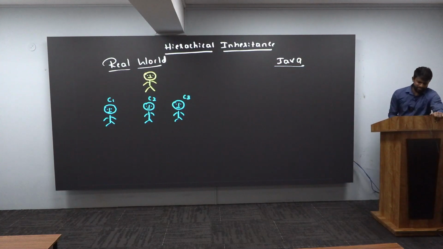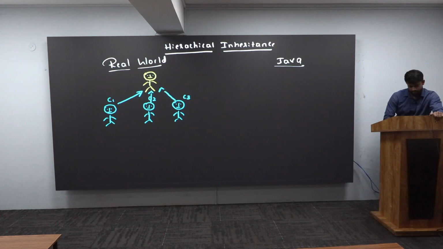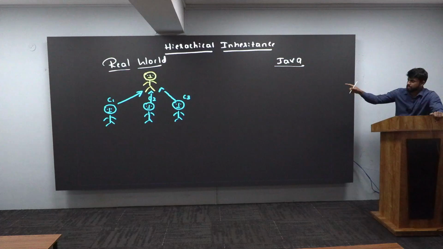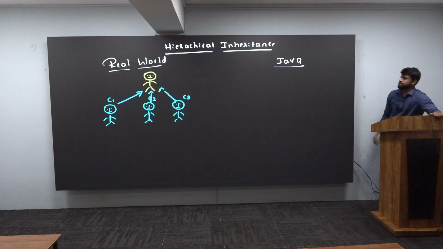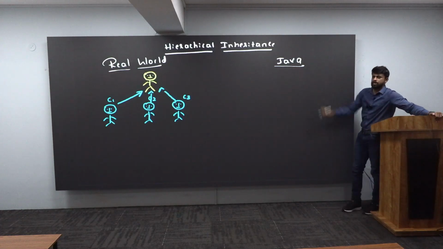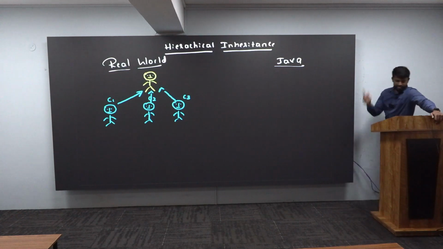Anyhow, what's this? So this child one is extending the parent. This child 2 is coming from the same parent, and this child 3 is also coming from the same parent like this. Means in the real world it is there. Let me see in Java is it there or not. Sir, in Java it is there, sir.